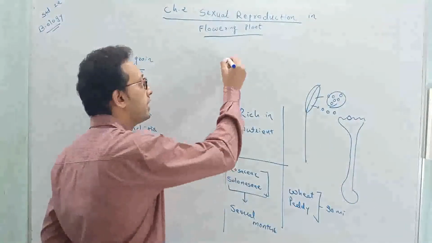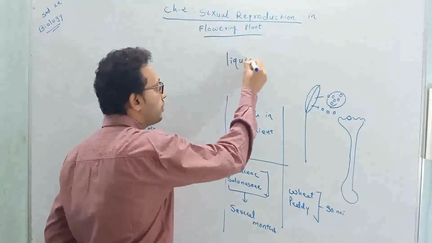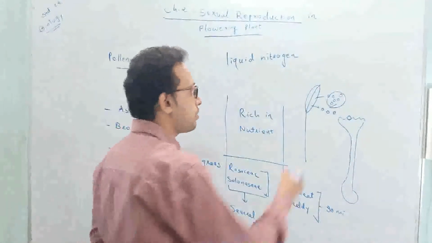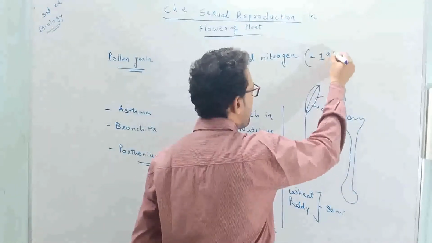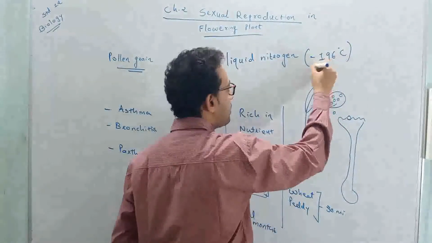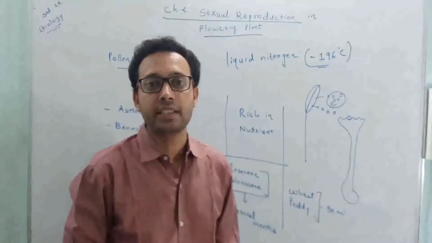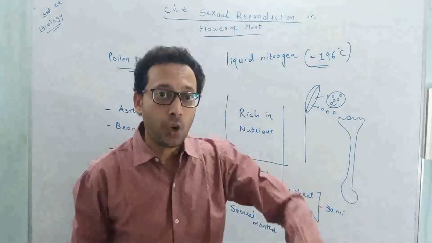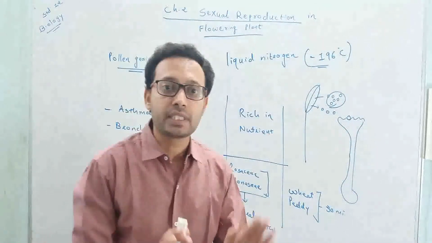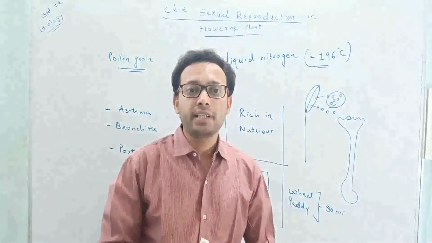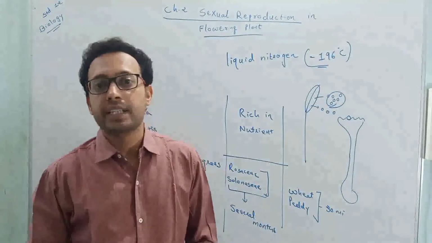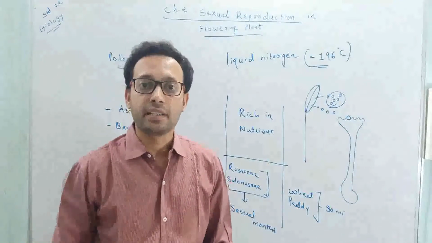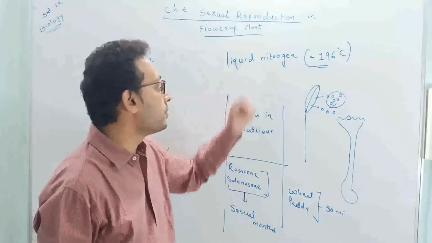If you want to preserve a pollen grain, then you should keep it in liquid nitrogen. This liquid nitrogen will provide a temperature of minus 190 degrees Celsius. Remember, minus 190 degrees Celsius. That temperature is provided with the use of liquid nitrogen, and in such a cold environment, this pollen grain can be preserved. This pollen grain can be utilized whenever it is necessary, and from that the fertilization process proceeds. So thus we can also preserve the pollen grain.